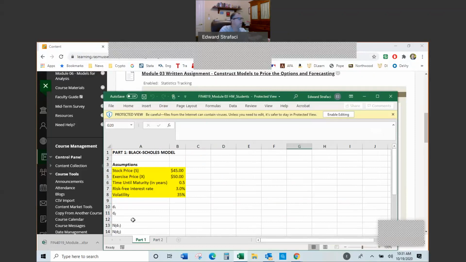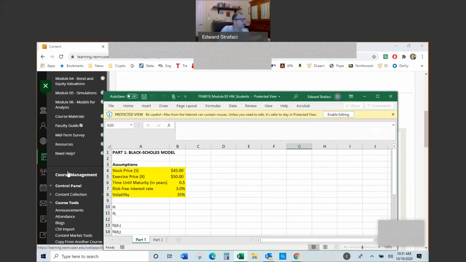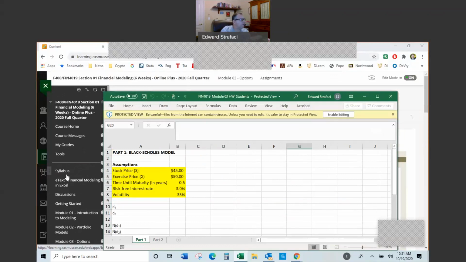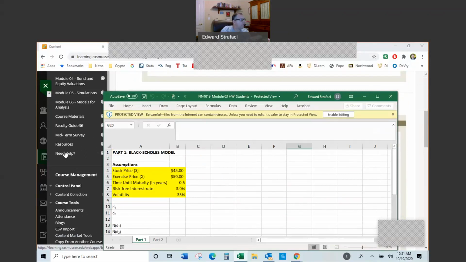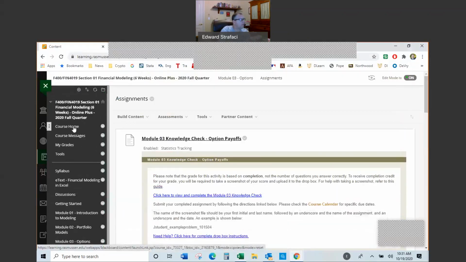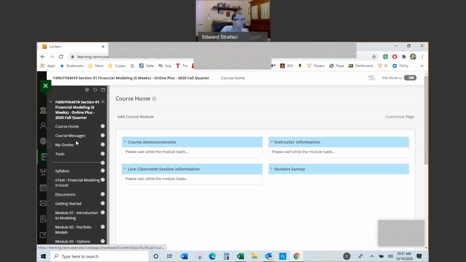Okay, make sure to stay on top of your assignments. Do not fall behind on these assignments. Go to the course calendar and make sure to stay on top of these assignments.